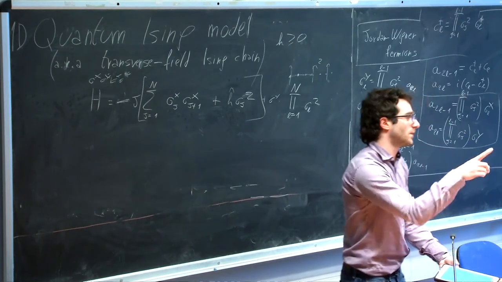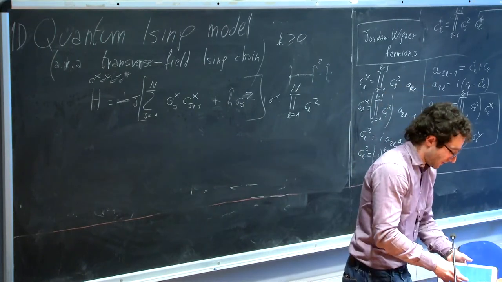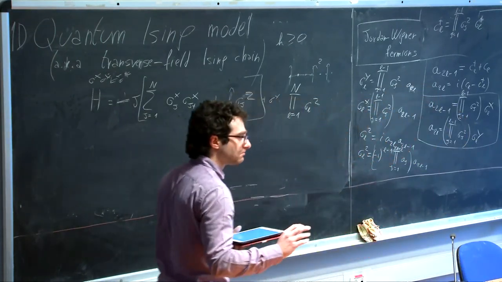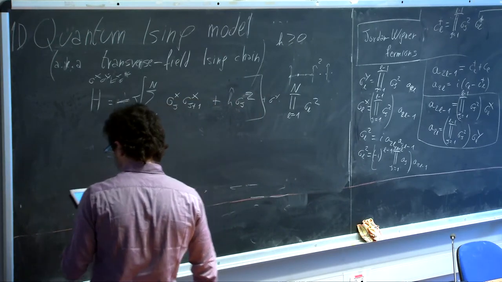You have to play a bit with the algebra of the Pauli matrices when you move them, but it's 5 minutes. So you can do that. And what you find is this.